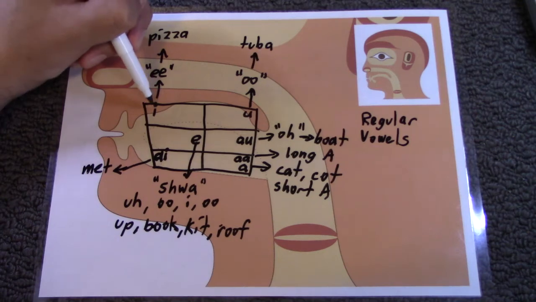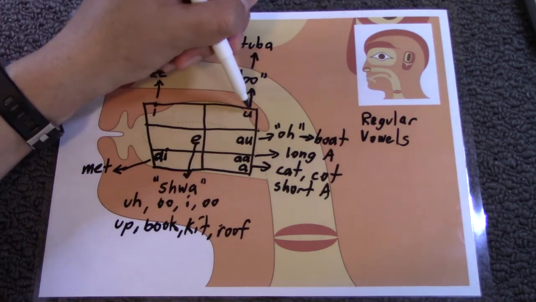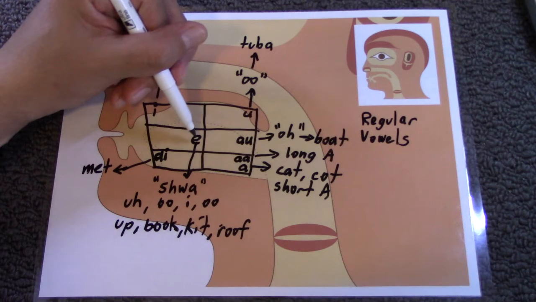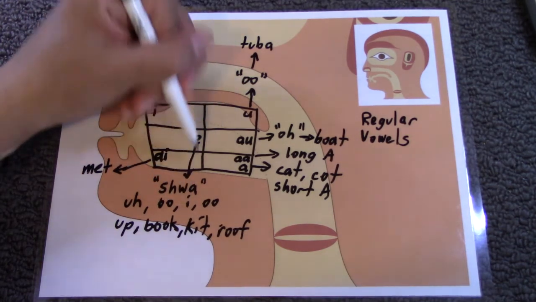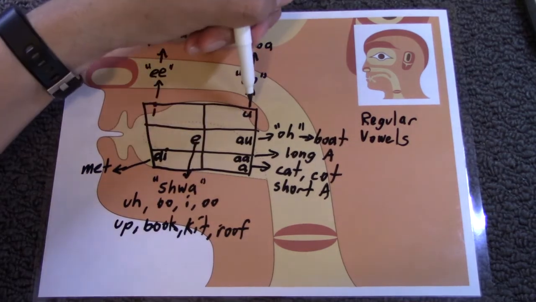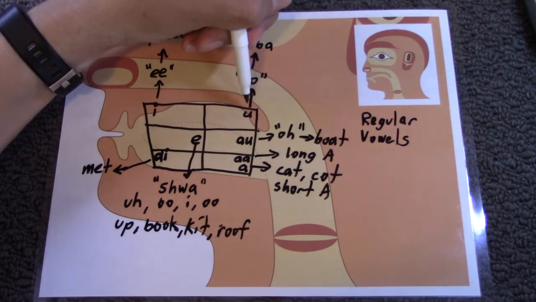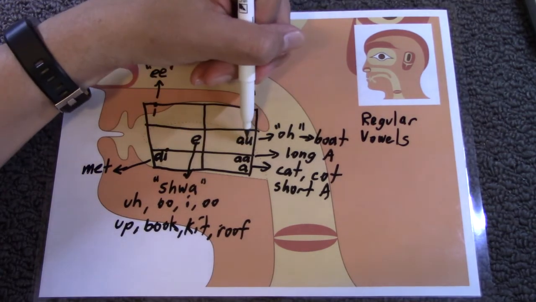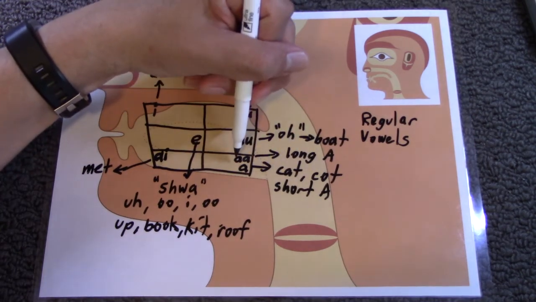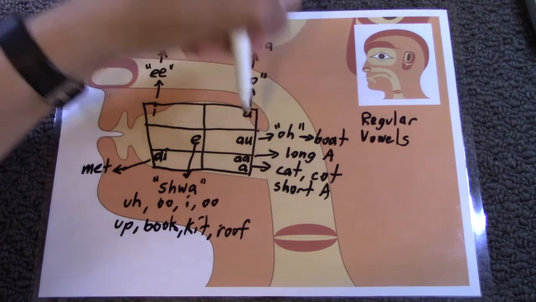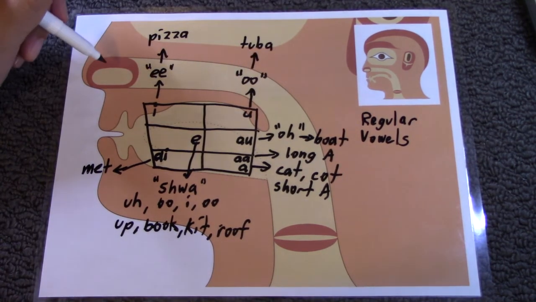So we have E, U, E, A, O, I, U. We also have an U here. We have O, A, and Ah. In the next video, we will talk about retracted vowels.